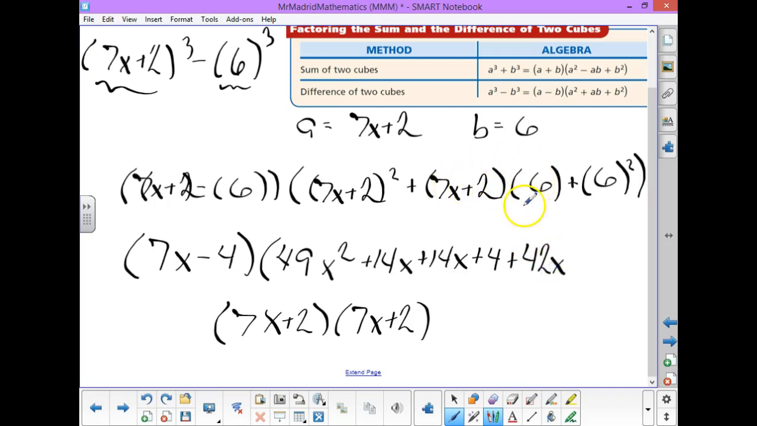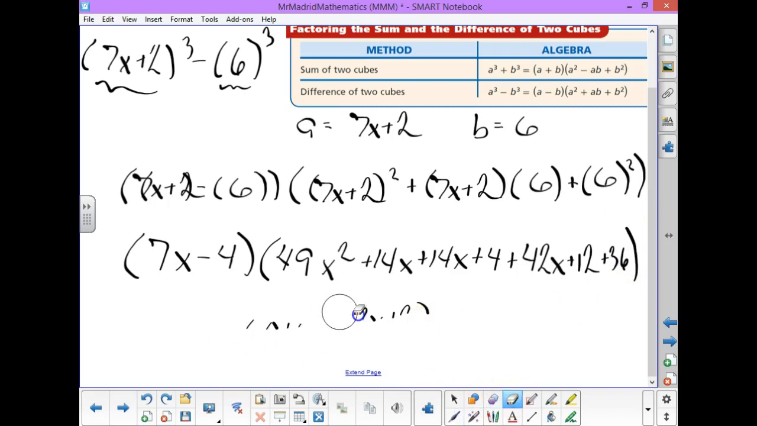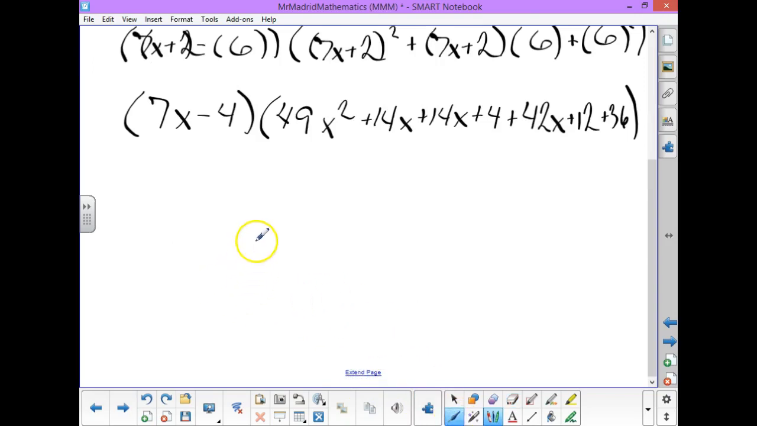Okay, distribute this 6 there, I got 12. And lastly, I've got 6 squared, which is 36. Okay. Now this scratch work, which you can do on the side somewhere, I'll simply get rid of it. Alright. Now this guy's nice and intact.